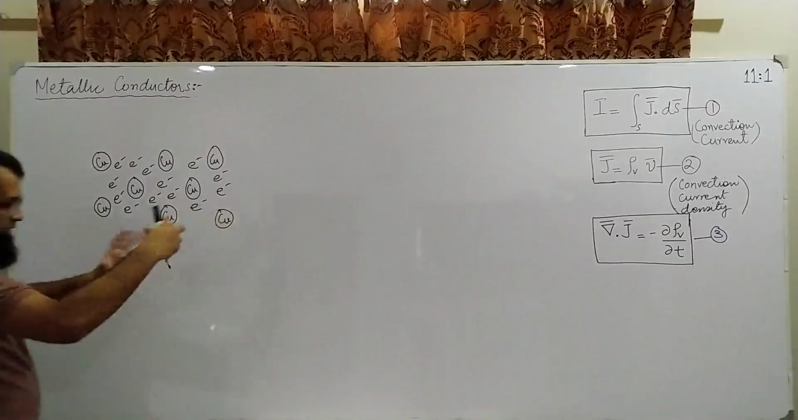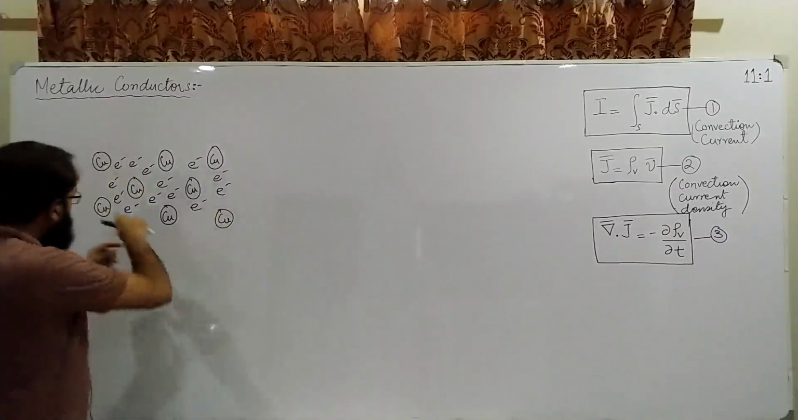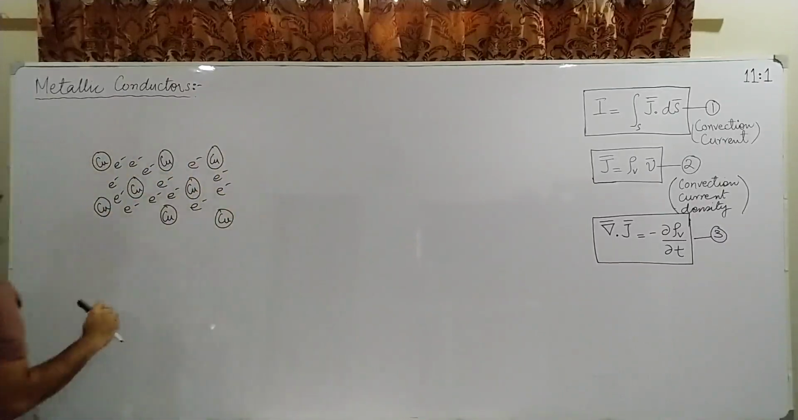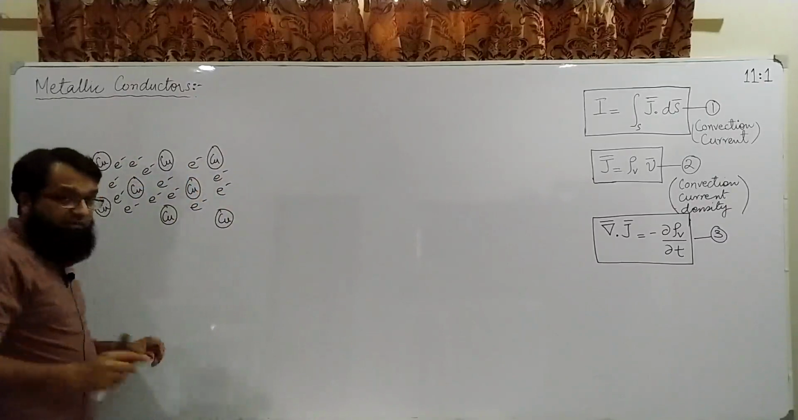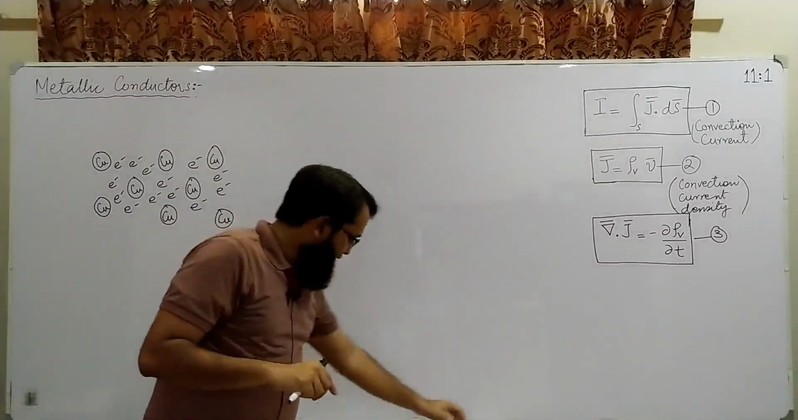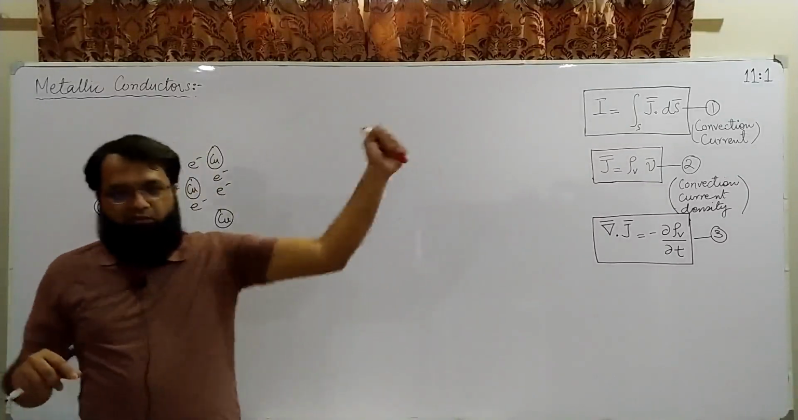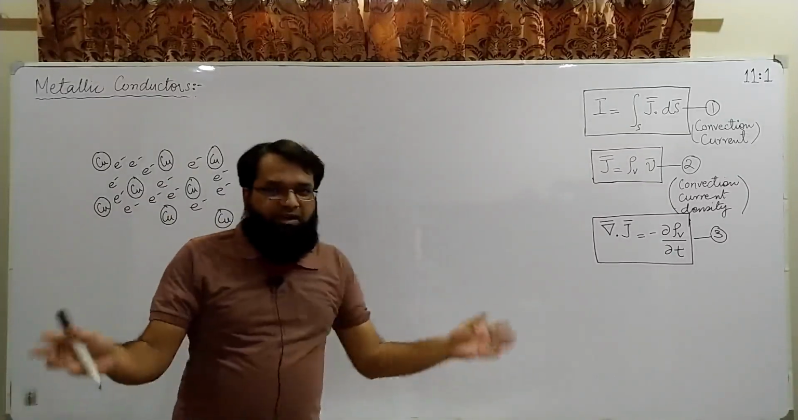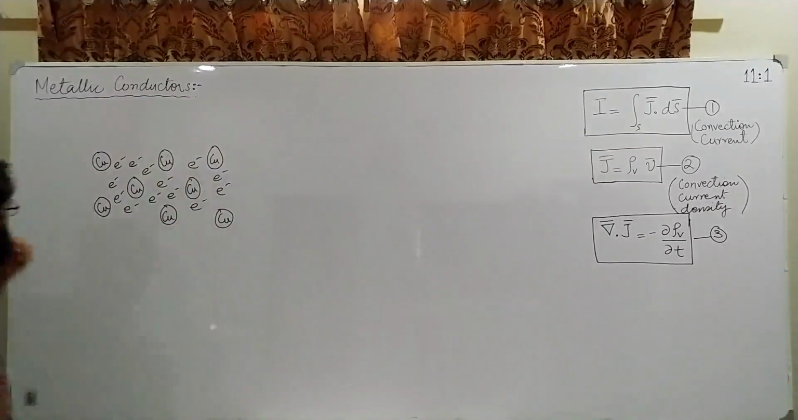So they normally move in a random fashion, these electrons, just to cancel out the total electric field and make it zero. If that would not have been the case, if you touch any conductor which is lying on your table, you will feel shock. But this does not happen. Why? Because the net electric field is zero.